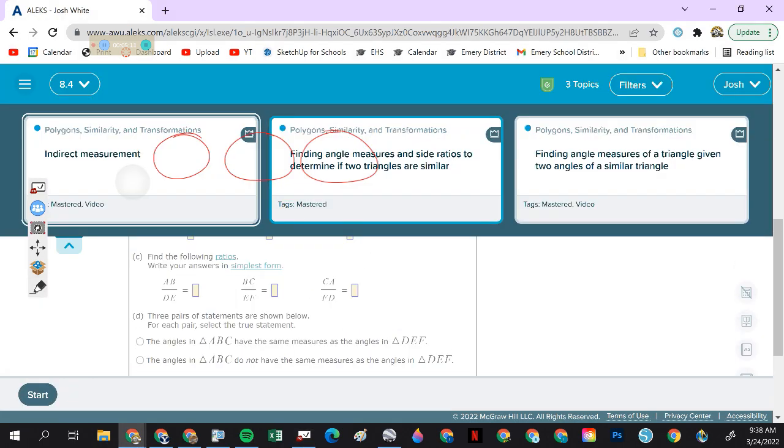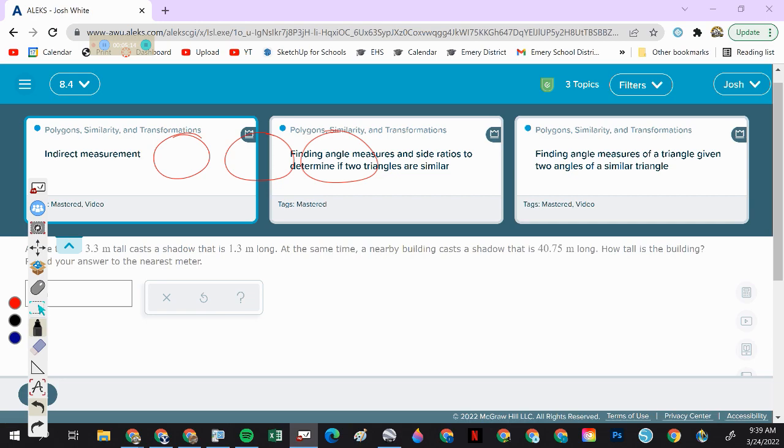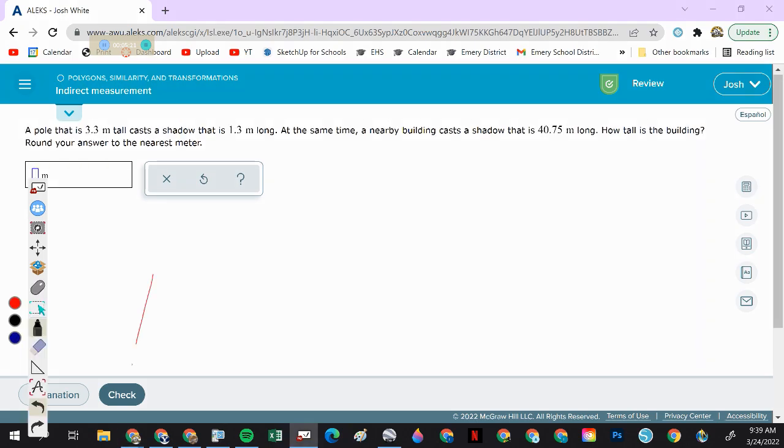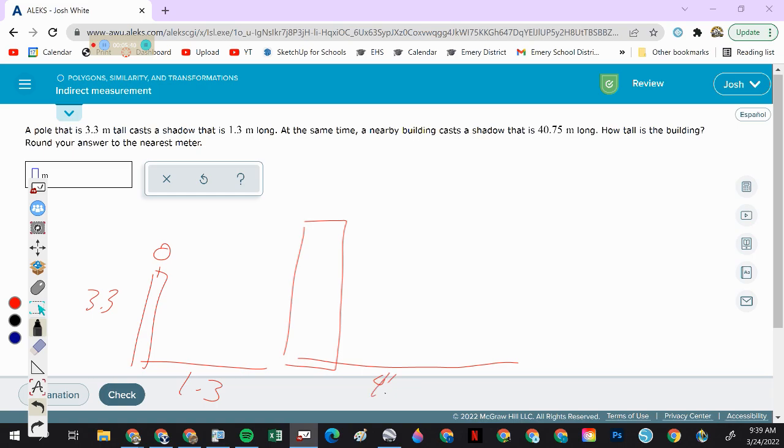All right, last problem. We have a pole, and it is 3.3 meters tall, and it casts a shadow that is 1.3 meters long. Nearby is a building, and that building has a shadow that is 40.75 meters long. How tall is the building?